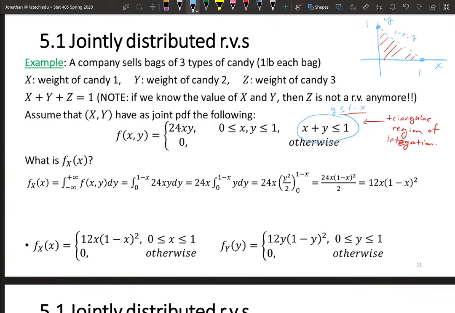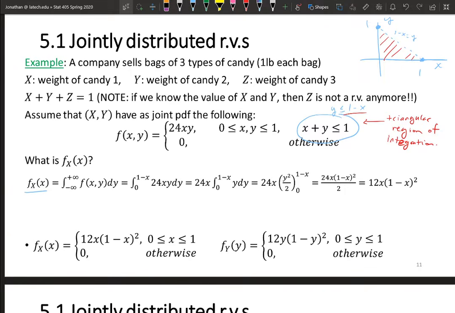So assume that x and y have a joint PDF given by the following function: f of xy equals 24xy. And we know that we're given this triangular region. So x plus y has to be less than or equal to 1 for sure. All right, so what is the marginal PDF f sub x?